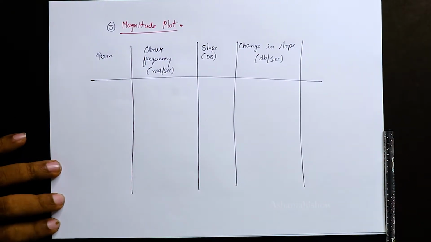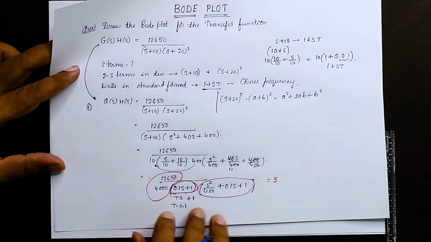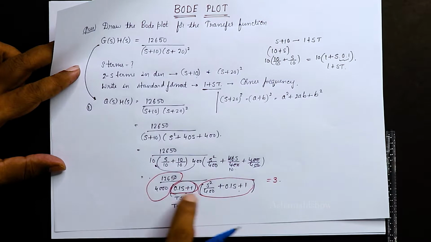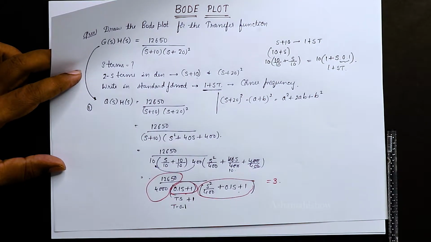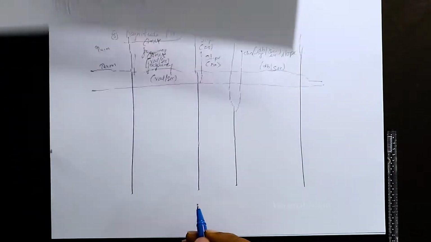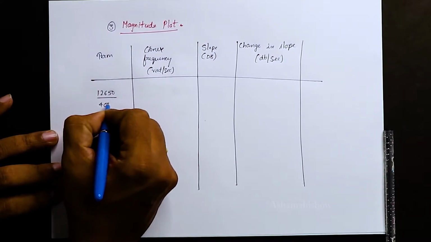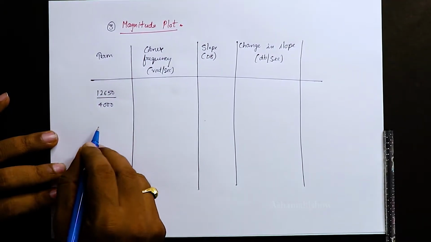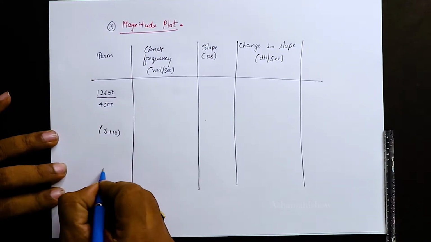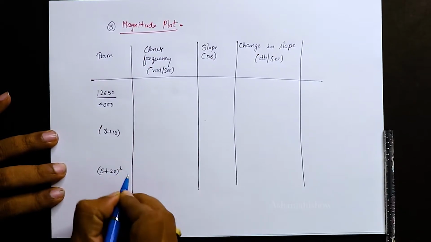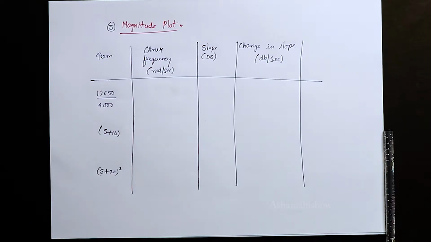From the terms we have simplified, we have 3 terms here. The first term is the coefficient, the second is this, and the third is this. So let us write this in direct format. The first term will be 12650 by 4000. The second term is 0.1s plus 1, which I am taking directly from the term as s plus 10. Third is s plus 20 whole square. I am taking it directly, and when we do the corner frequency, you'll get to know.